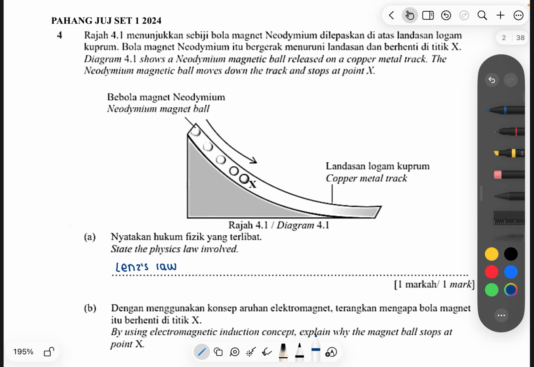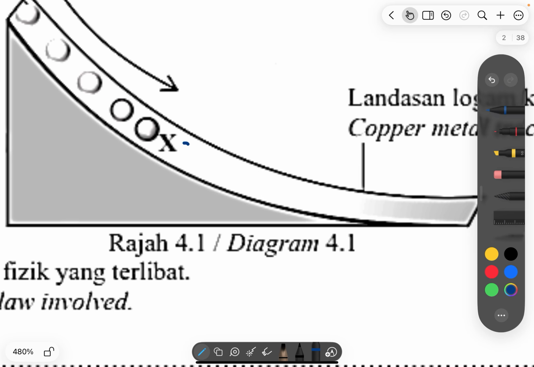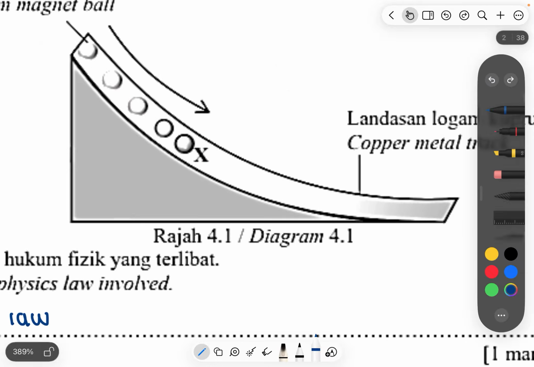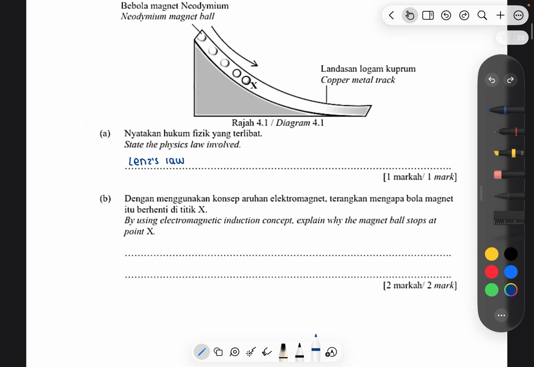Okay, the reason why, I'm not sure myself, but I asked ChatGPT, and it said that because there's an opposite movement, because it opposes, there's an induced current, it forms an induced current, and it opposes the change of magnetic flux, so it stops there. And that's about what I've got from it.